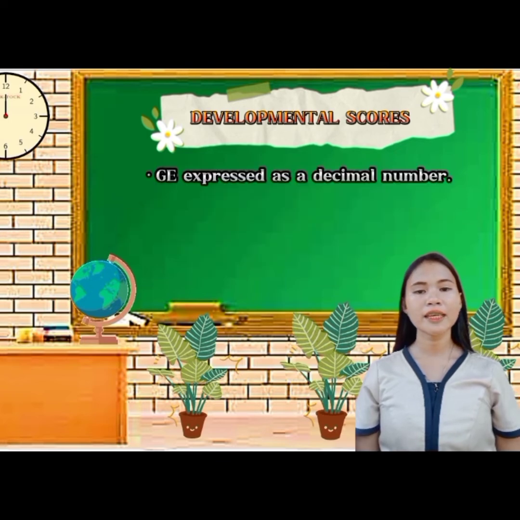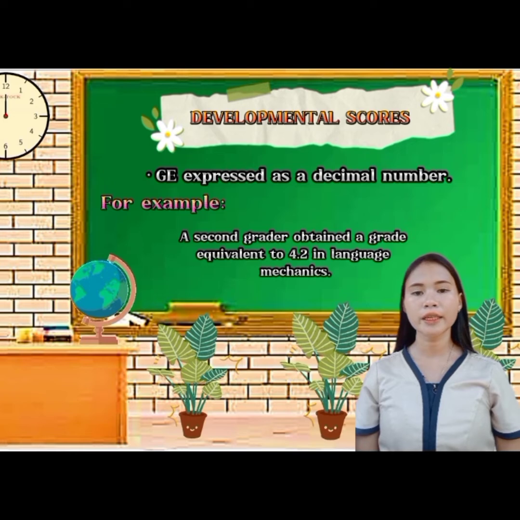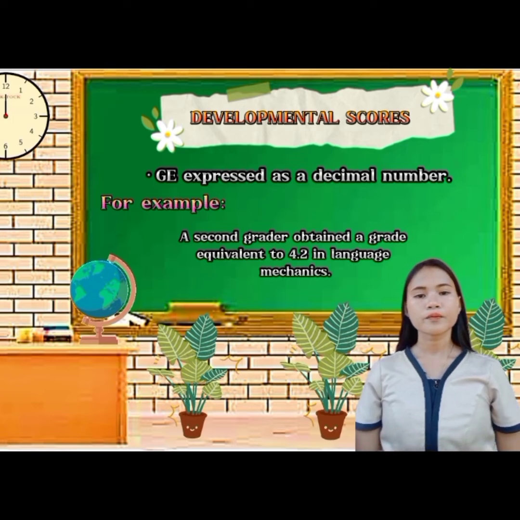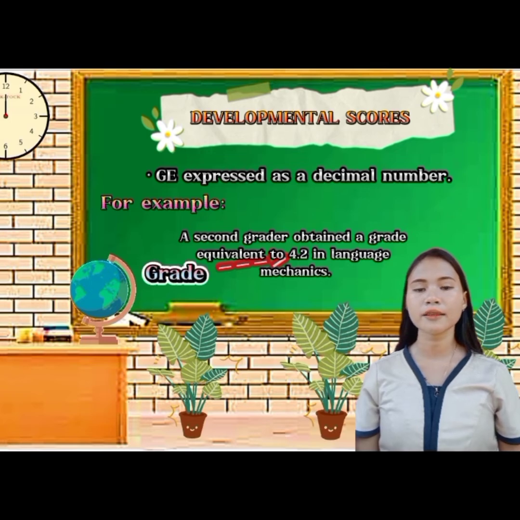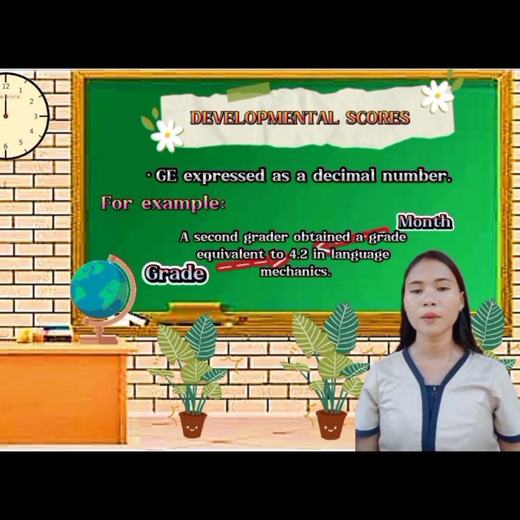So grade equivalent is expressed as a decimal number. For example, if a second grader obtained a grade equivalent of 4.2 in language mechanics, 4.2 is our grade equivalent. So it means his or her score is typical of a fourth grader 2 months into instruction. So the digit to the left of the decimal, which is 4, represents the grade, while the digit to the right of the decimal represents the month.